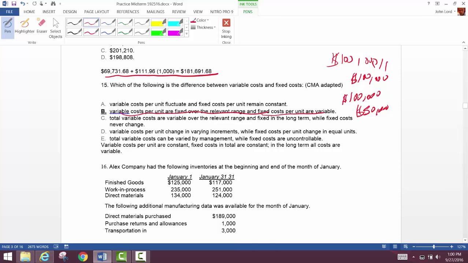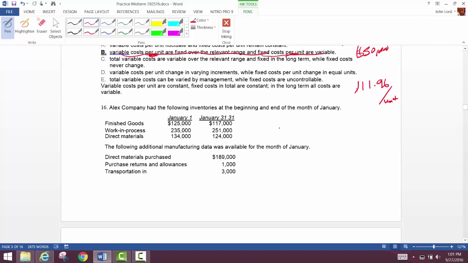Okay, so that's variable with the per unit, isn't it? Whereas the variable cost is going to be 111.96 per unit. That's going to be the same regardless of the number of units, right? Okay, so it's on a per unit basis that is the key here. Okay, good.